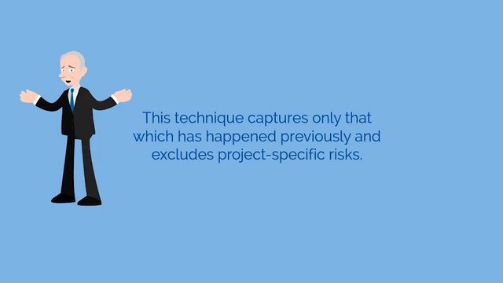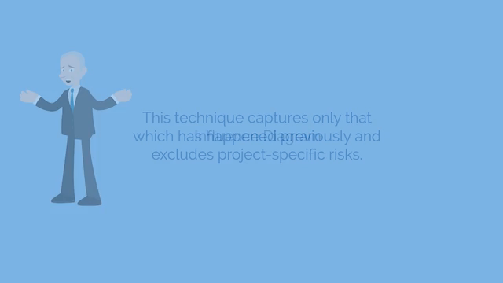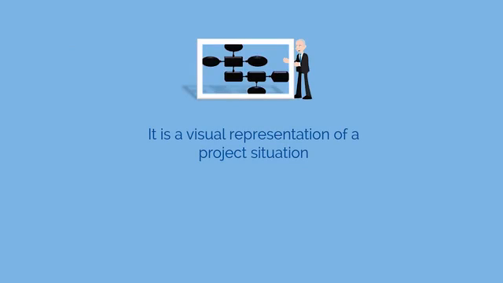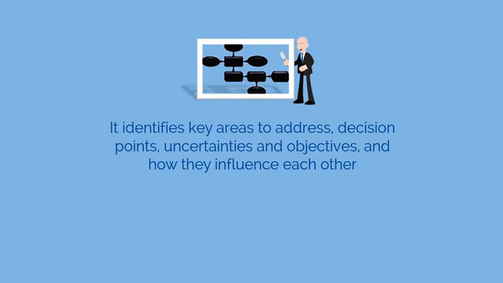The next technique to identify risk is the use of an influence diagram. It's a visual representation of a project situation. It identifies the key areas to address, decision points, uncertainties, and objectives, and how they influence each other.